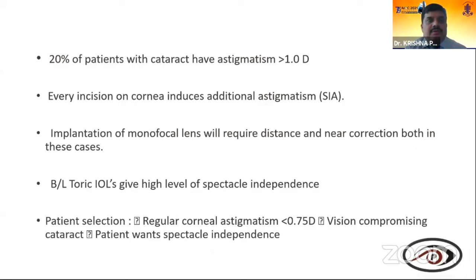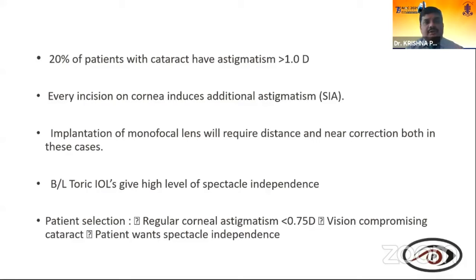So 20% of patients with cataract have astigmatism of more than one diopter. So it's very important, whenever the patient comes to you, before you counsel them for cataract surgery, to know their keratometer reading. Even if you have an autorefractometer, it takes a central 3 mm of keratometry. That gives a fair amount of idea.